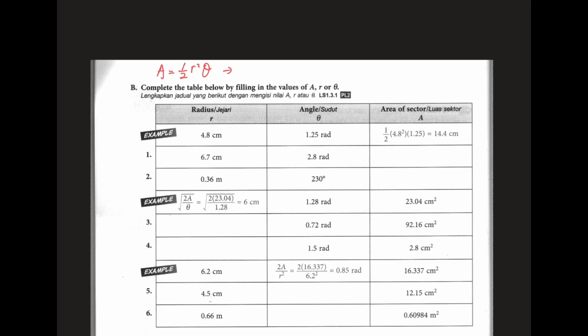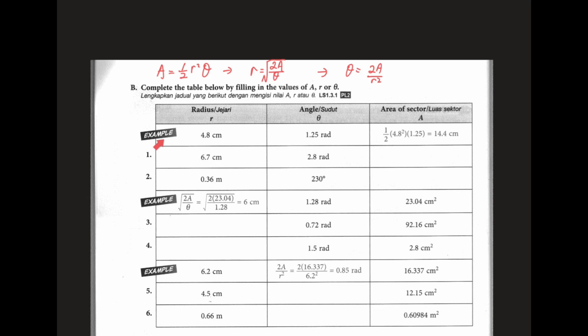where you make r the subject. So r equals the square root of 2A over theta. And you can rearrange it so that theta becomes the subject. So theta equals 2A over r squared. So altogether there are 3 forms. So they are using it here. So let's see the example.